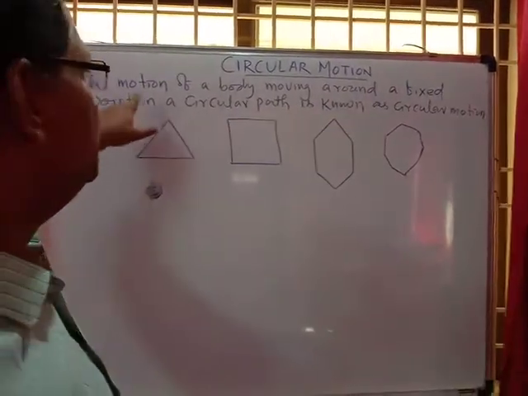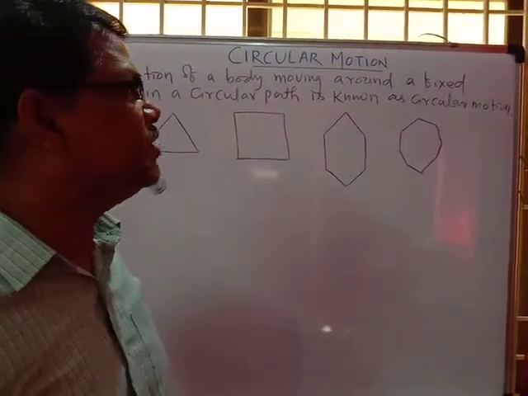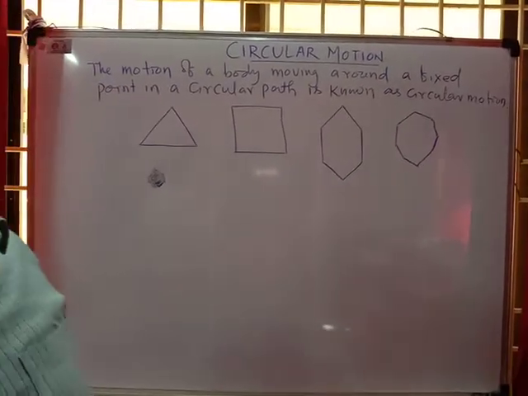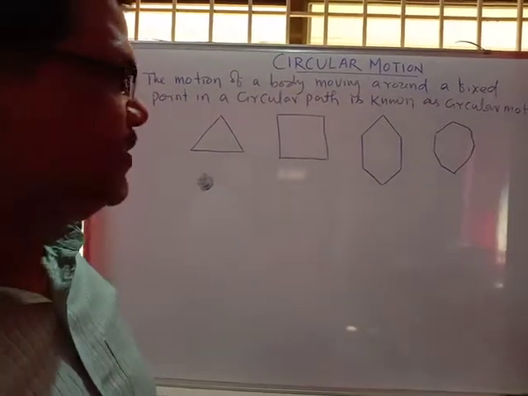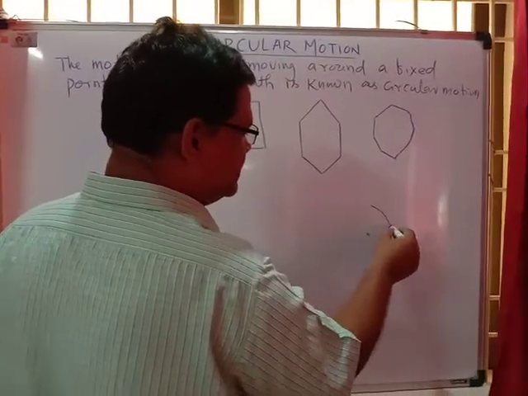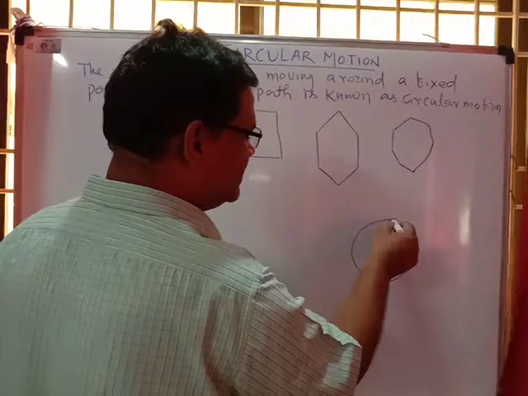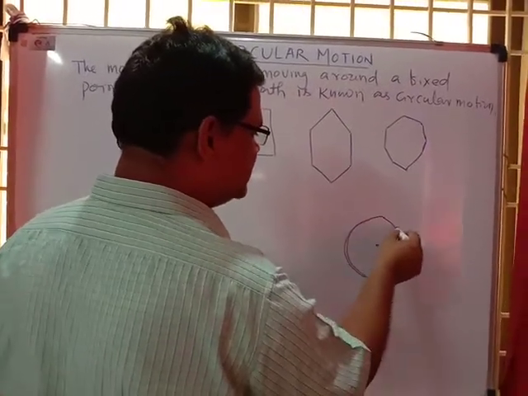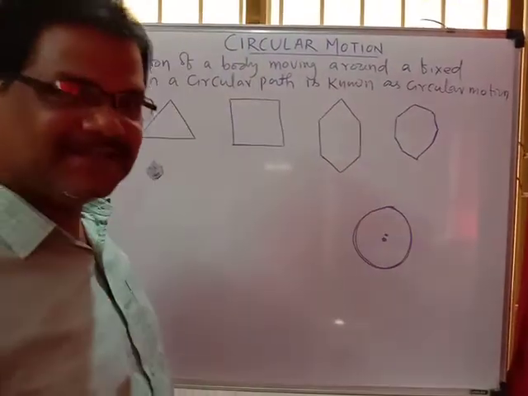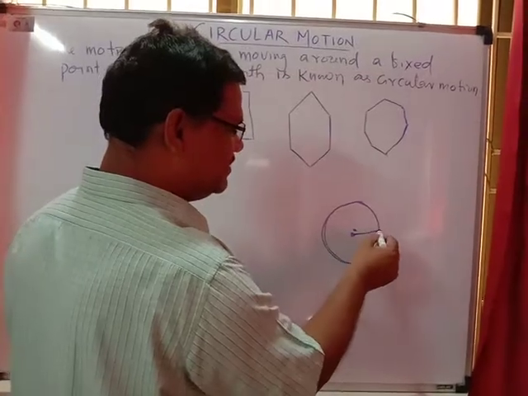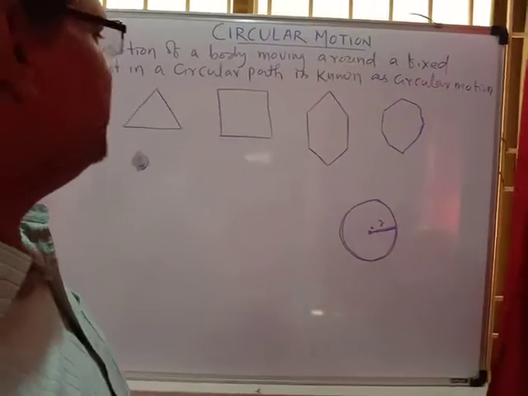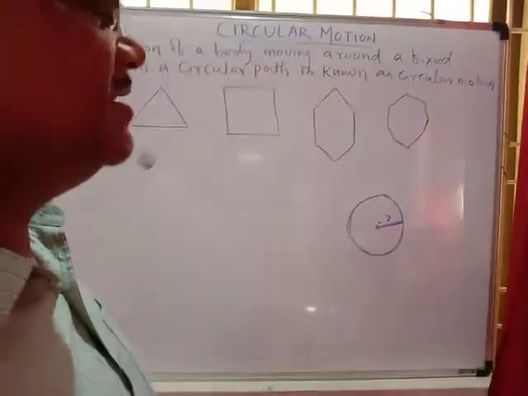Circular motion, you know, is the motion of a body moving in a round. The motion of a body moving around a fixed point in a circular path is known as circular motion. So in circular motion, a fixed point is there and the object is moving in a circular path. This fixed point is called the center of the circular path, and the fixed distance is called the radius of the circular path.